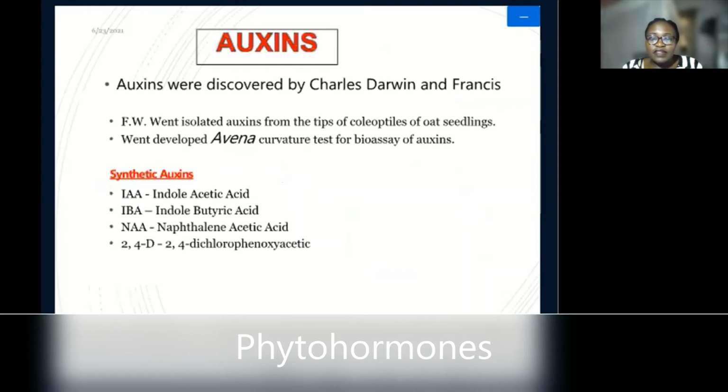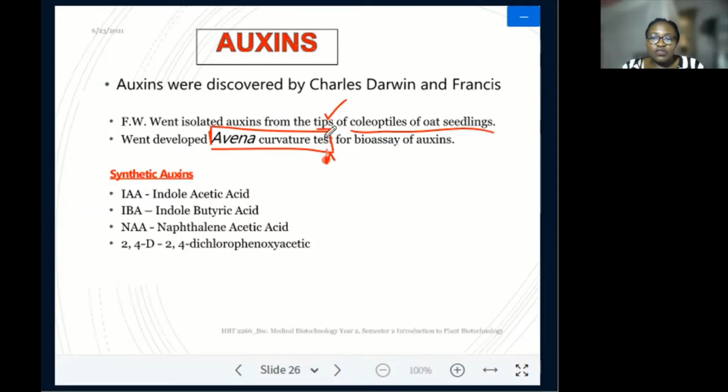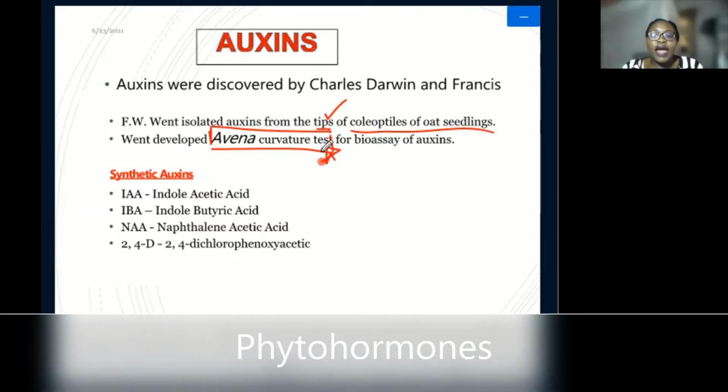We start with auxins. Auxins were discovered by Charles Darwin and his son Francis. These guys isolated auxins from the tips of oat seedlings. Of course, the tips have high cell division, and that is why they were able to isolate auxins. And they developed the Avena curvature test for bioassay. So there is this test for bioassay, which you can use to determine the amount and presence of auxins.